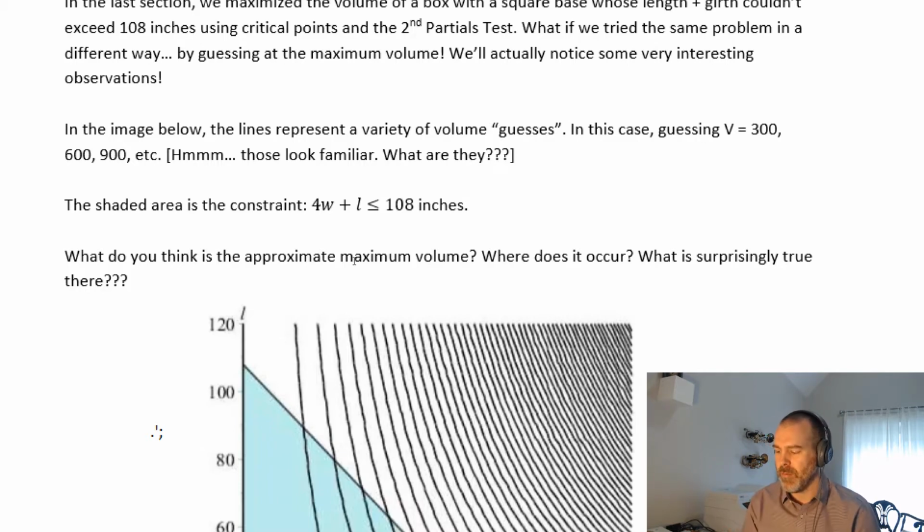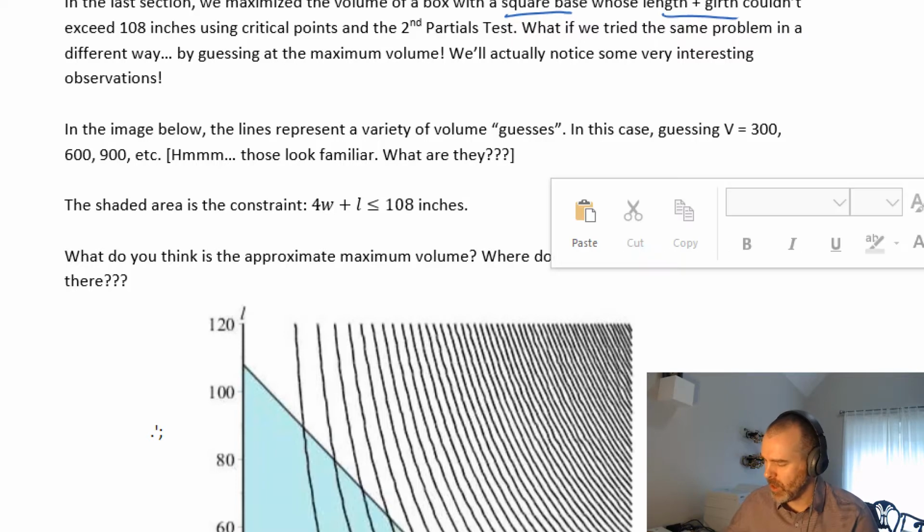One of the problems that we had done before was maximizing the volume of a box. Suppose we know that this box has a square base and the length and girth couldn't exceed 108 inches. So we did this before, with a slightly different method. What if we try this again, but do it differently? We're going to guess what the maximum volume is.